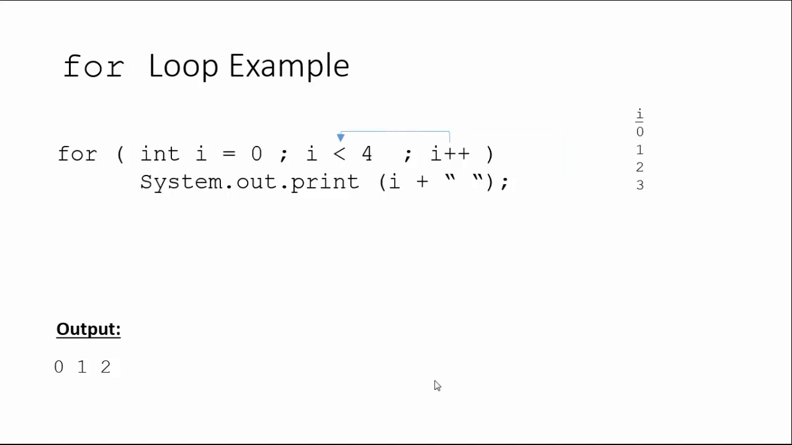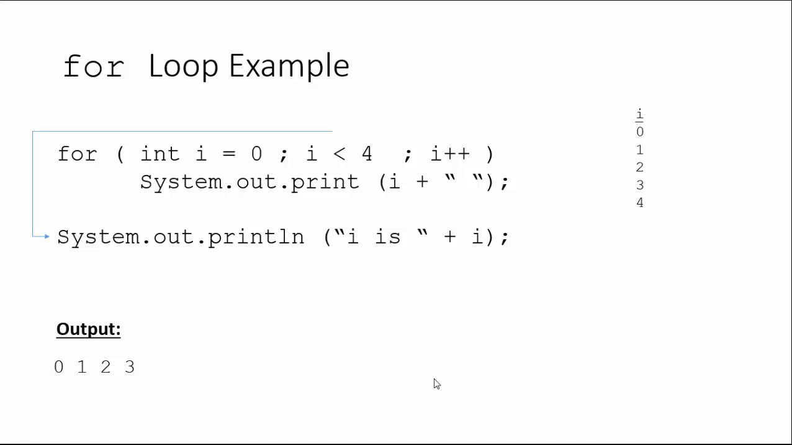We test to see, is 3 less than 4? True. Hop into the loop, print the contents of I, and return to the incrementer. Notice we never return to the initialization statement. I is incremented by 1, and we test, is 4 less than 4? False. We do not hop into the loop. Instead, flow of control returns to the first statement outside of the for loop.